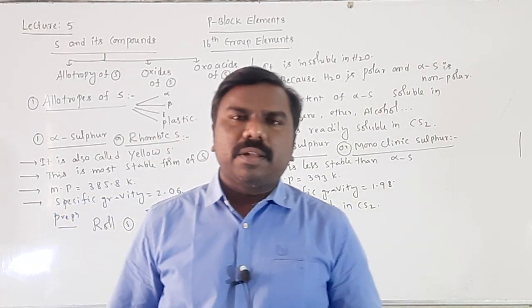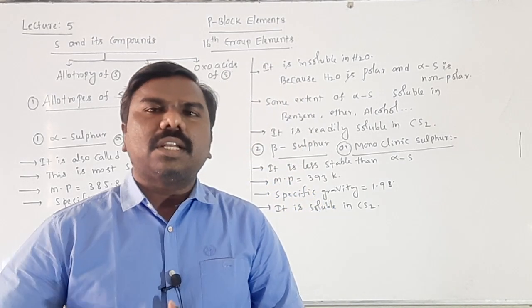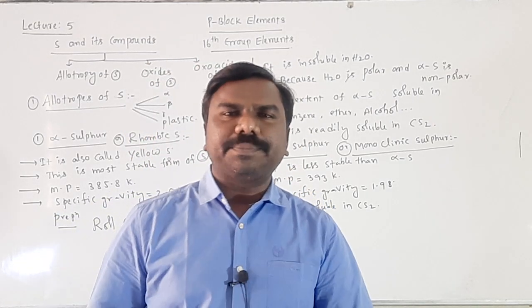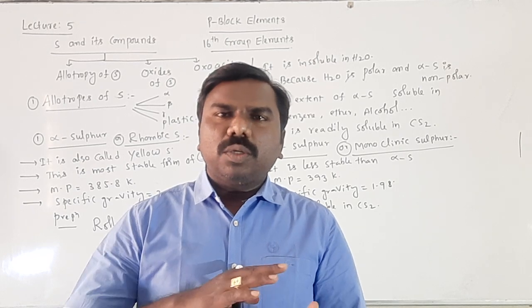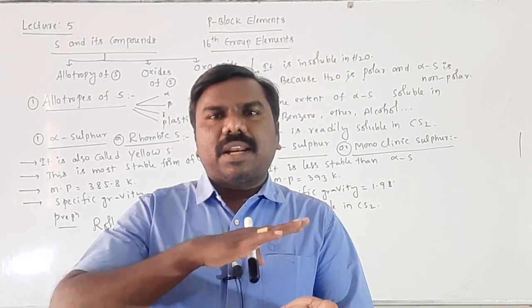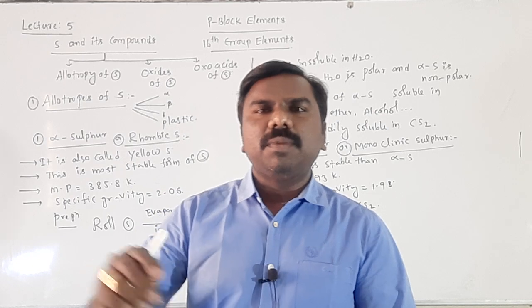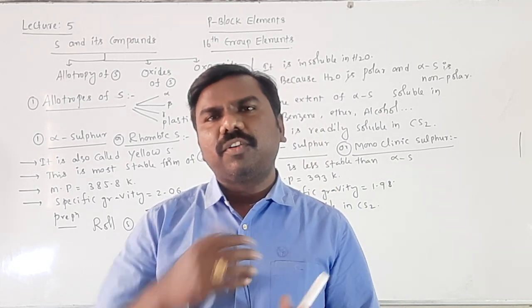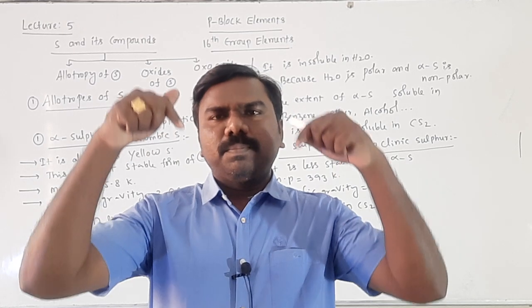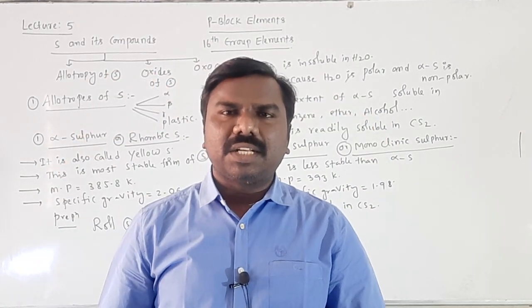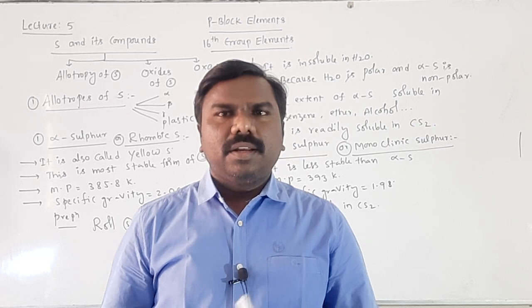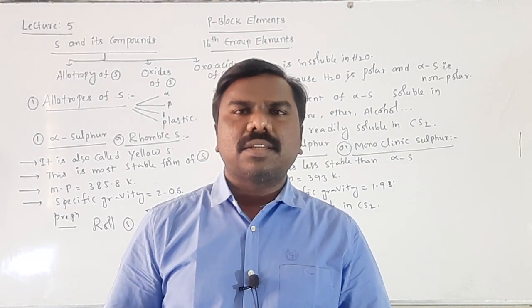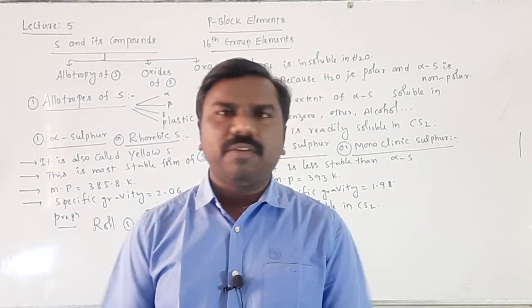So, how to prepare this? If you take rhombic sulfur, you just heat it. On cooling, a crust will be formed. It means a layer will be formed on the surface of the rhombic sulfur after heating followed by cooling. Then put 2-3 holes on that layer or crust. Then needle-like crystals of beta sulfur will be formed.